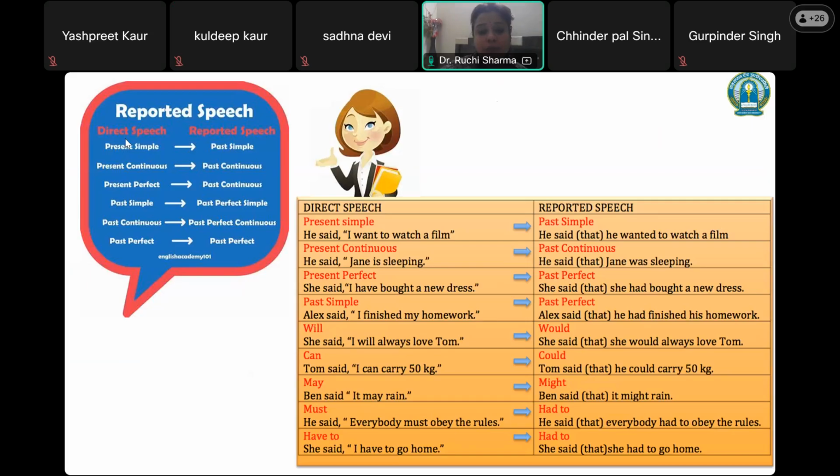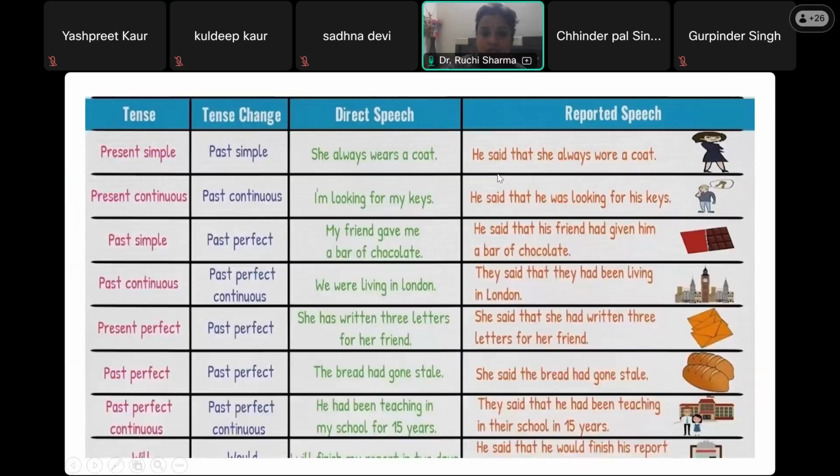May gets converted to might, must gets converted to had to, have to gets converted to had to. Now these are some other examples. So please pay attention to may, can, will, must, and have to. Can you see the conversion very clearly in the sentences that are there on the screen? Will you remember it? Okay. Let's move further.